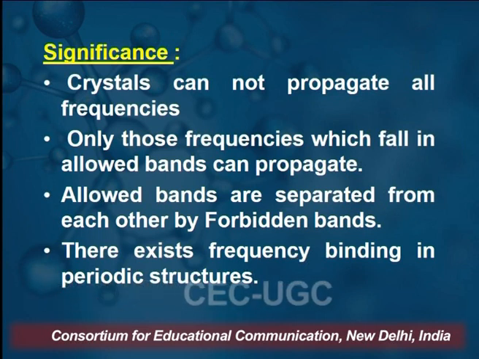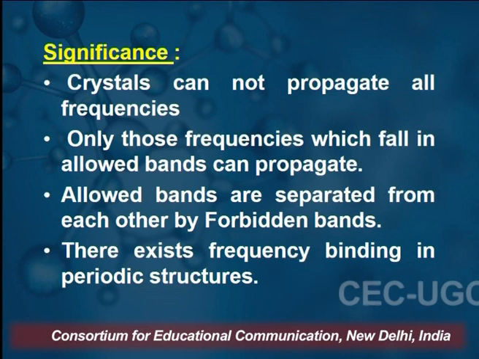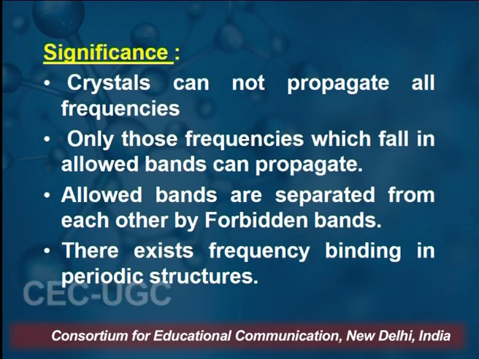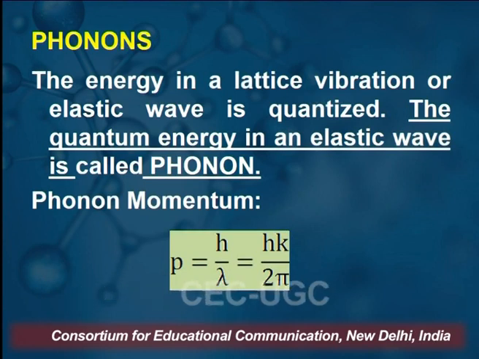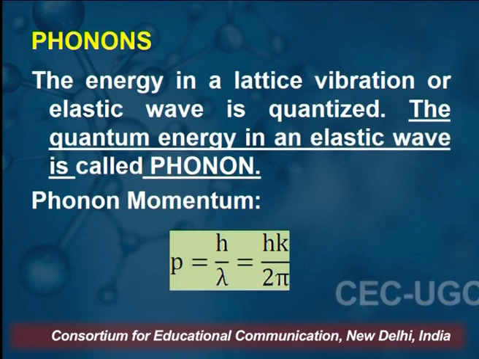And that is the forbidden branch. Phonons, lattice vibration: this means that the elastic vibration of a lattice is quantized, and this quanta of lattice vibration is called a phonon, and the phonon momentum will be given by hk by 2 pi.